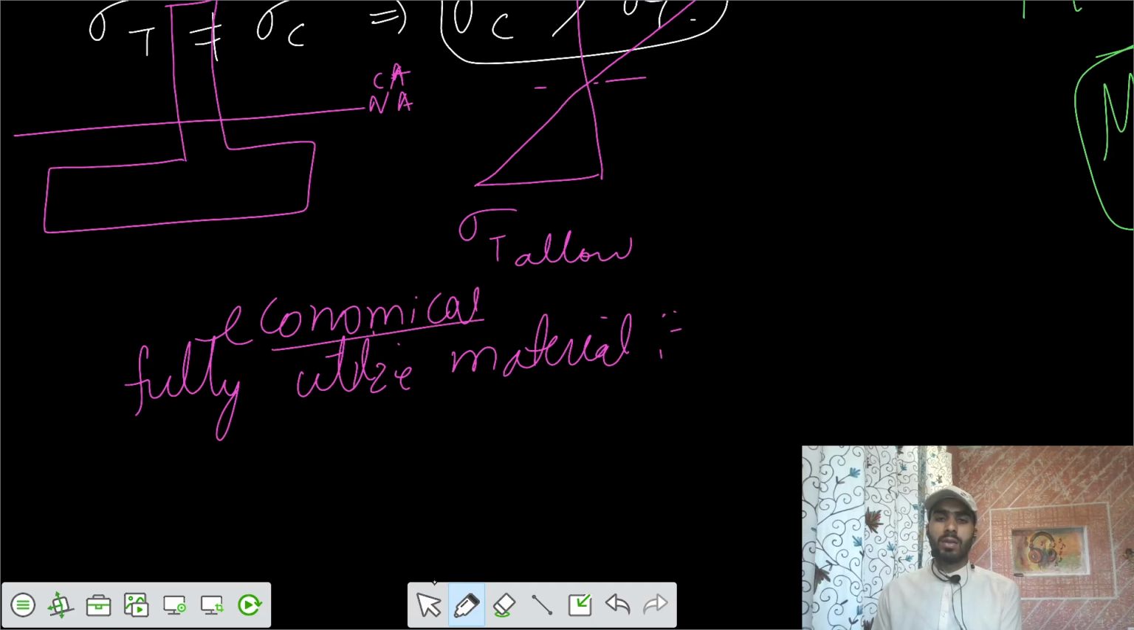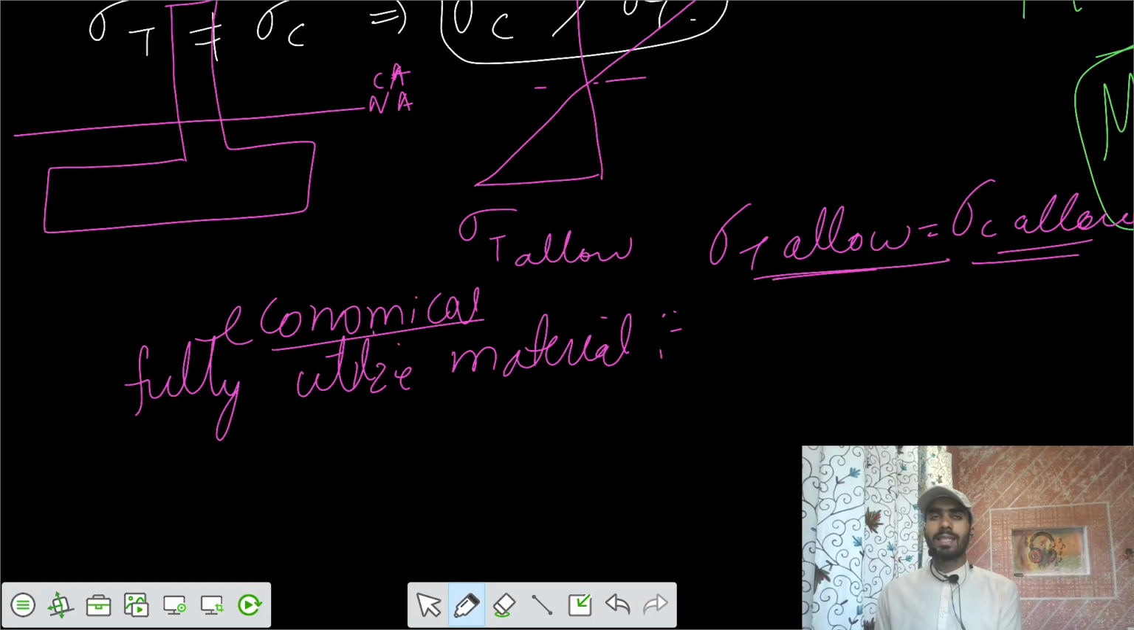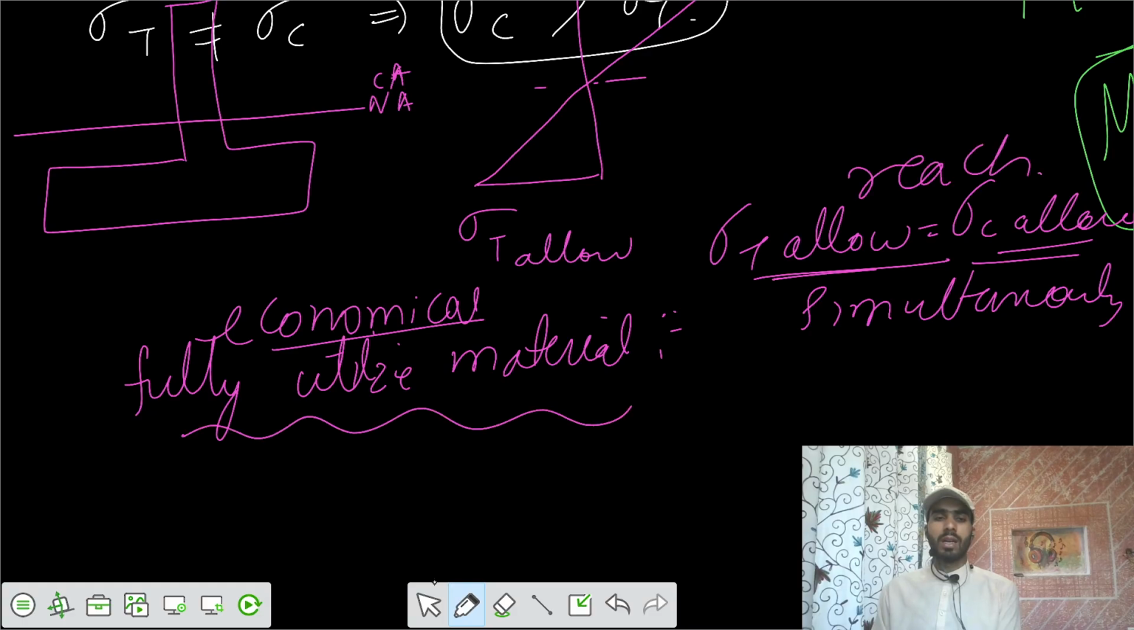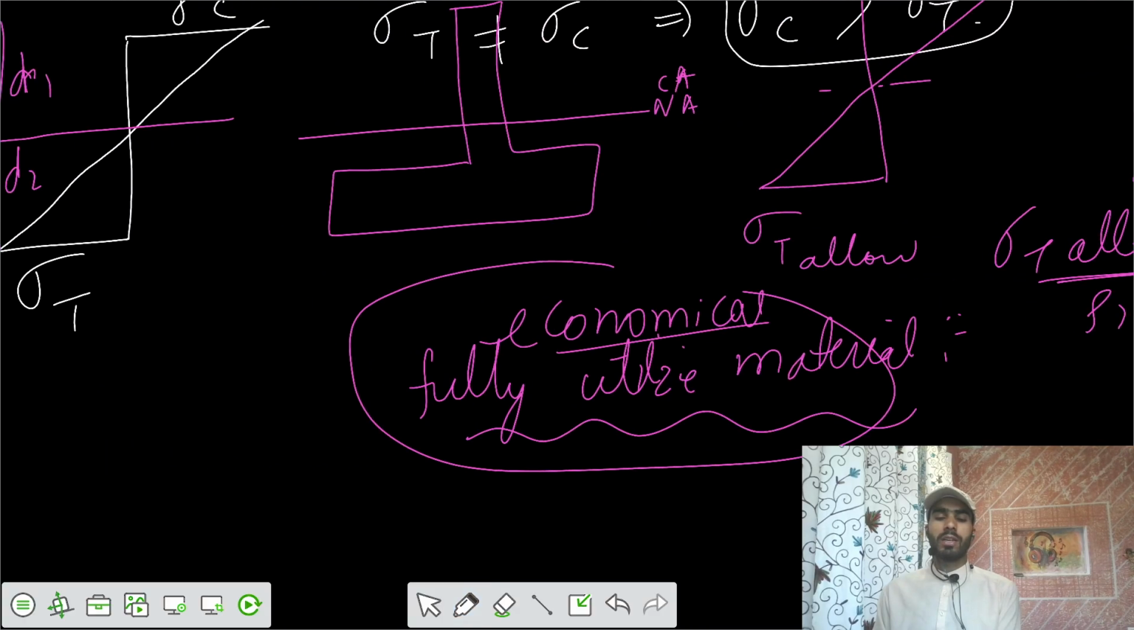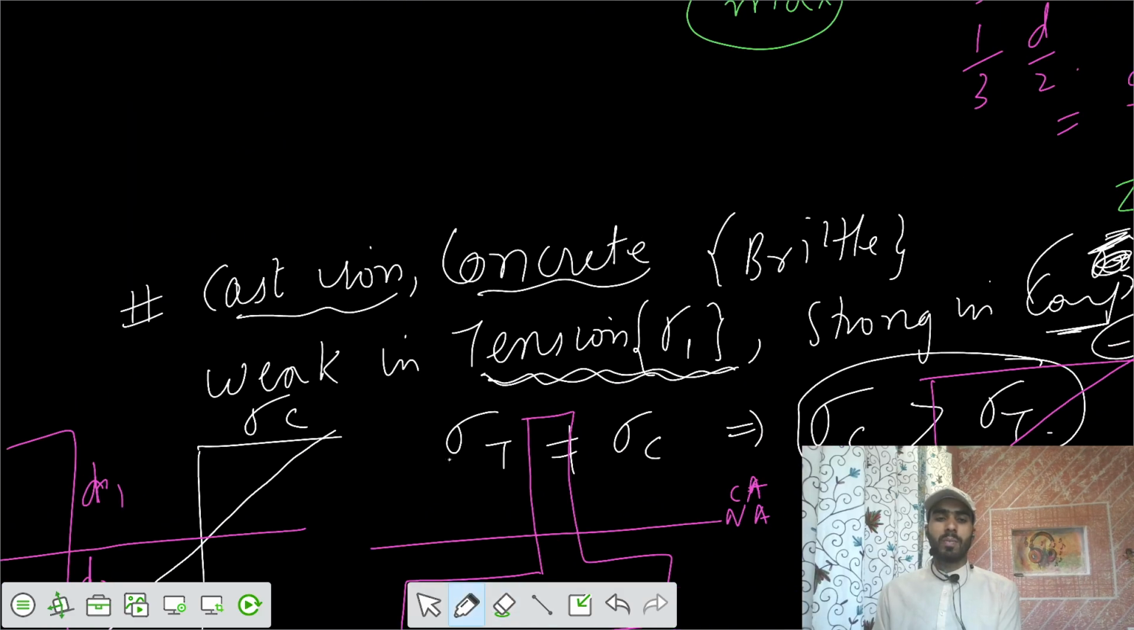We want the sigma T allowable to be reached at the same time as sigma C allowable. That means on both sides the material should reach the allowable stresses, so if the material fails, it should fail on both sides simultaneously. They should reach this value simultaneously. This is the economical design for the material, since the material is not equally strong in compression and tension.